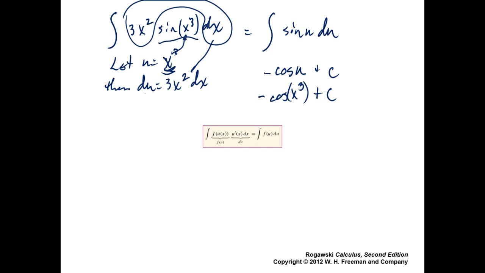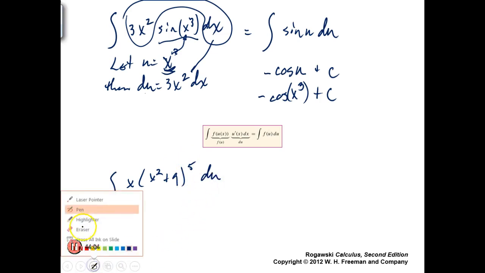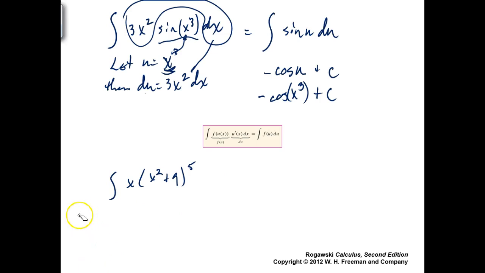All right. Let's try another one. Can we do it on the bottom part? Is that too crowded? Want me to clean the slate? Okay, let's evaluate this. The integral of x times (x squared plus 9) raised to the 5th power. That's supposed to be an x, okay? Where would you begin?